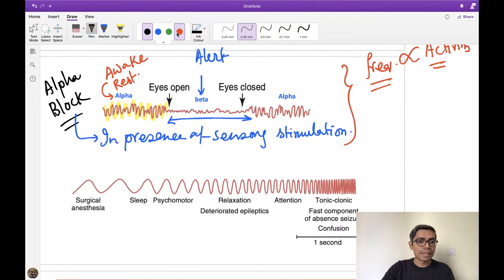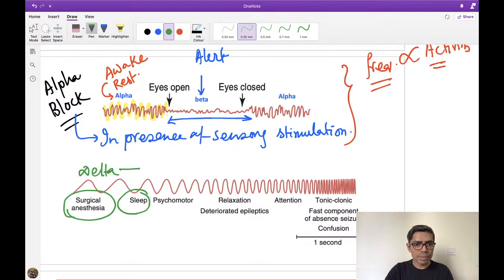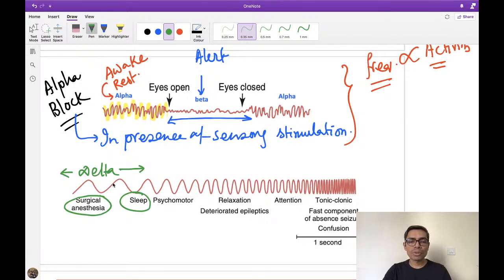That's why whenever the person is given surgical anesthesia, obviously what kind of wave are you going to get? You are going to get the delta wave. Whenever the person is in deep sleep, what kind of wave do you get? That is nothing but the delta wave. So this is the wave. Look at the frequency, very slow wave. So here I find that surgical anesthesia and deep sleep produce the delta wave.